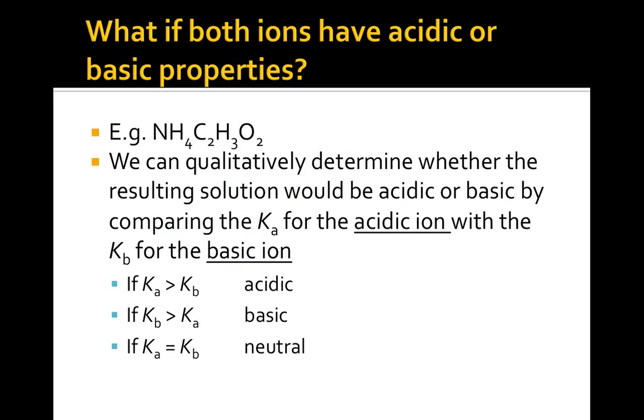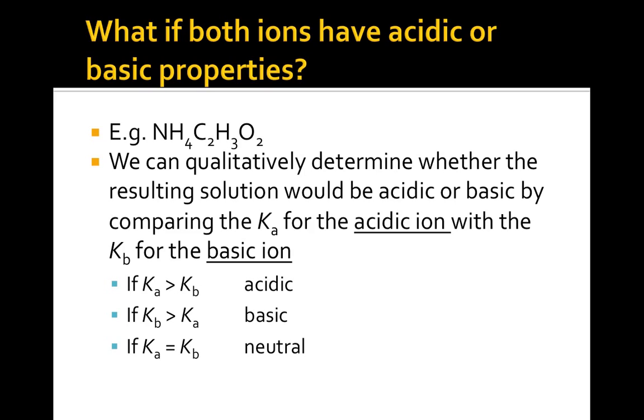What about a salt solution like ammonium acetate solution? In this case, the ammonium ion has acidic properties and the acetate ion has basic properties. What would be the resulting solution? Acidic, basic, or neutral? We'll only look at this problem qualitatively, but if we compare the Ka for the acidic ion with the Kb for the basic ion, it will allow us to predict what kind of solution will be formed. If the Ka for the ion is larger than the Kb for the ion, then the solution is acidic. If the Kb is larger than the Ka, then the solution is basic. If the Ka is equal to the Kb, then the solution is neutral.